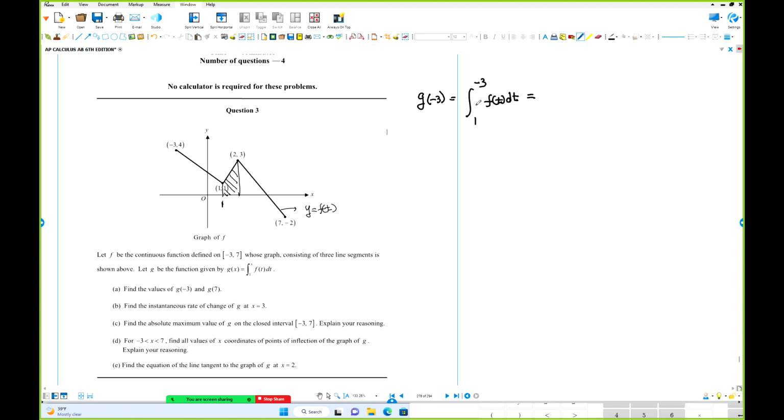Oh, this one is a negative number. They are smaller than 1. You can switch this one, so that is negative, right? Negative integral from negative 3 to 1 of f(t) dt. It's the same thing, right? That is the easier way. So negative 3.